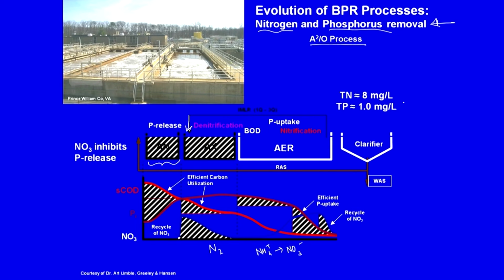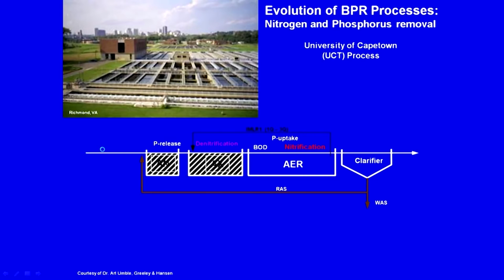But again, it depends on how efficiently you maintain the system. If NO3 is present here, it will inhibit the phosphorus release, let us say. So, looks like we have another variation. We will just look at 2 more variations and end the session. So, what do we have here?